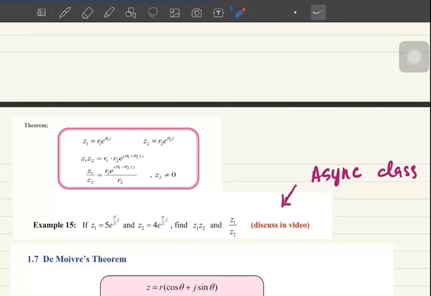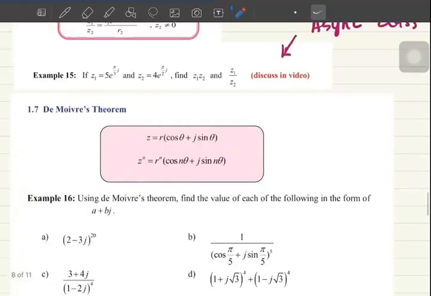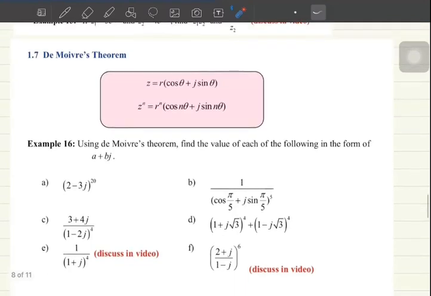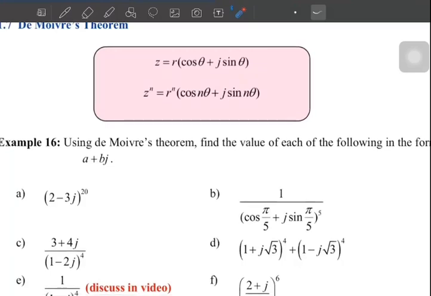Okay, so I want to proceed with the last subtopic for today, which is De Moivre's theorem. So, when to use this theorem? Theorem ni kita guna bila kita nak cari Z to the power of N. Z kuasa N. Selama ni kalau you tengok, you hanya cari Z sahaja. Maksudnya kalau sama ada darab ke, bahagi ke, but it's still Z. Okay, so now kita nak cari Z to the power of N.